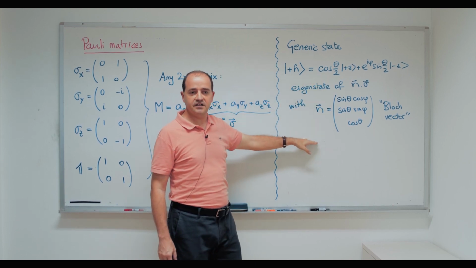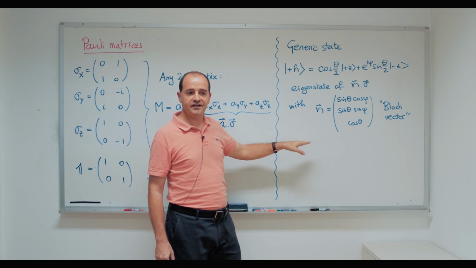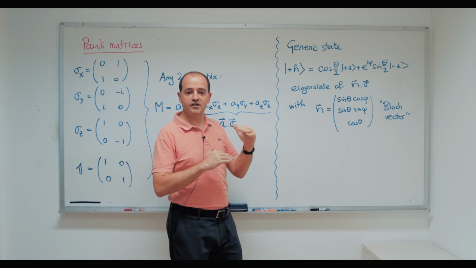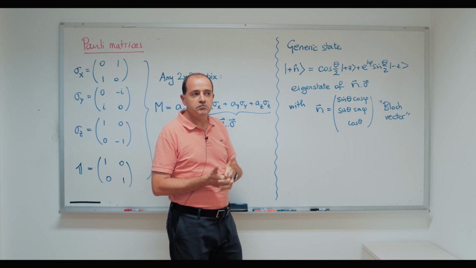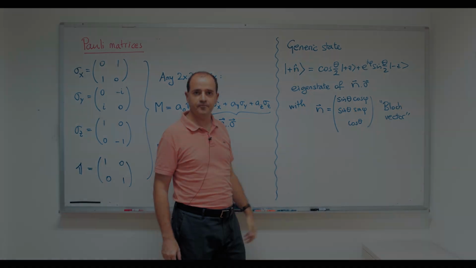In some cases, like in the case of spin 1/2, the Bloch vector has a physical interpretation. It is the average value of the magnetic moment. In other cases, like the two energy levels in an atom, the Bloch vector is more an abstract representation of the state of the quantum system.